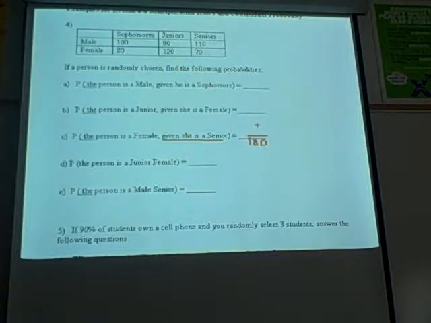Alright, that wasn't much time. But given she is a senior means look at the total number of seniors, which you can see is 110 plus 70 or 180. What's the numerator going to be on this one? 70, right. What's the probability she's a female? Remember, we're only looking at the seniors, so there's 70 females out of 180 seniors. Divide by 10, that is going to be 7 over 18 is the final answer. Any questions about that one?